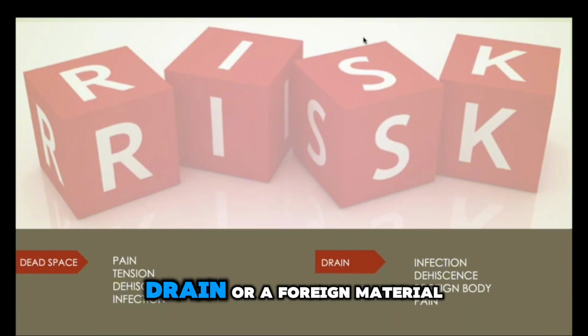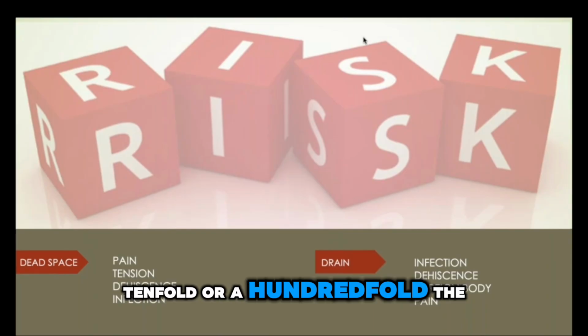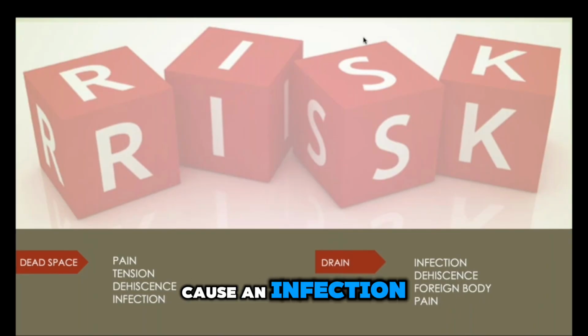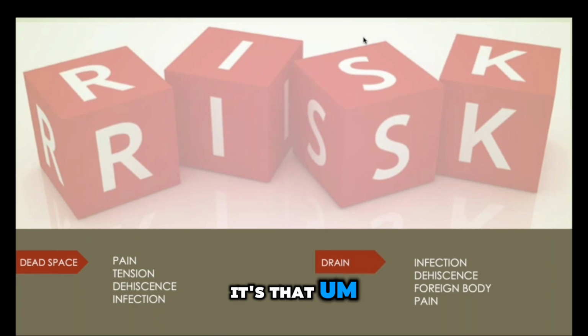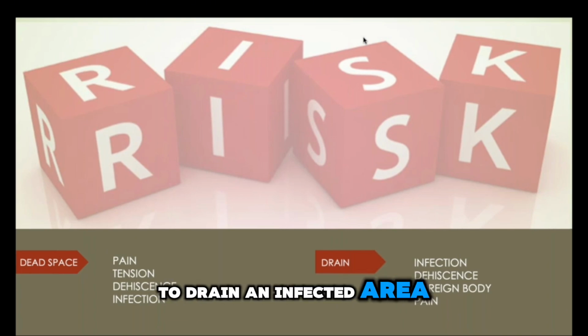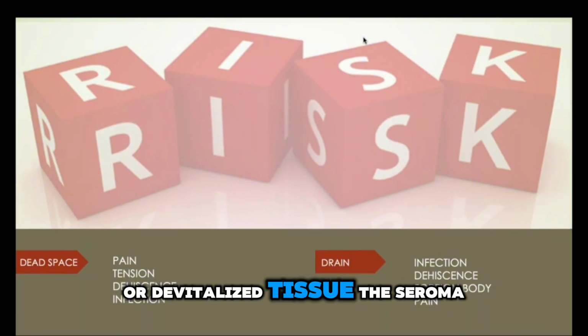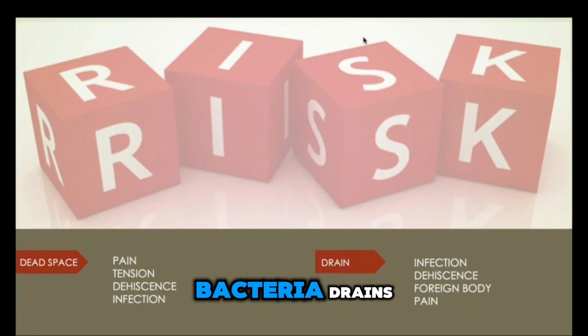And then we place a drain or a foreign material into that. We're decreasing tenfold or 100-fold the number of bacteria needed to set up and cause an infection. So it's not so much that seromas lead to infection, it's that if we're using a drain to drain an infected area intentionally, then we know we're going to run into a problem. Or if we close a wound that we know has infected tissue in it or devitalized tissue, the seroma that forms will be a great nutrient base for those bacteria.